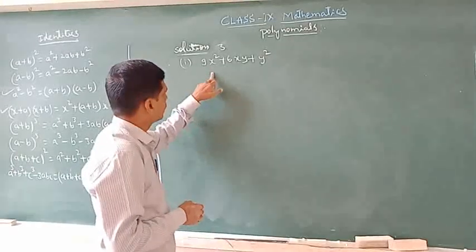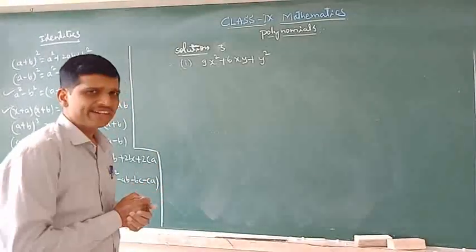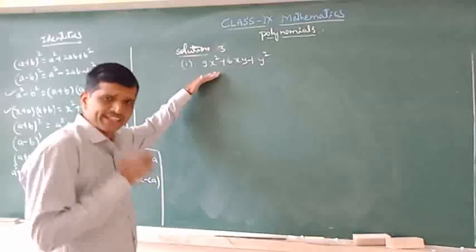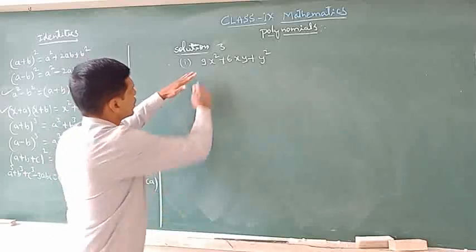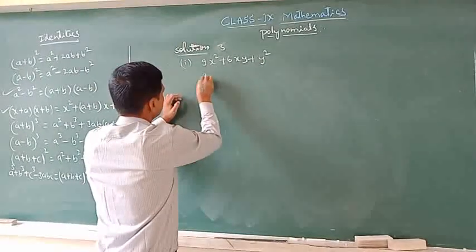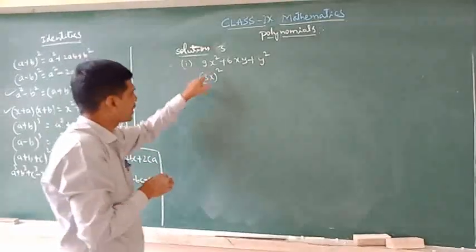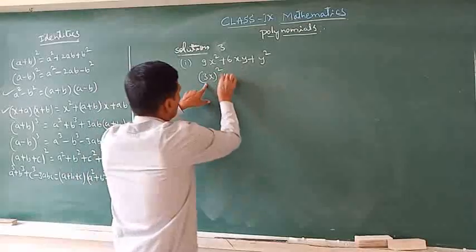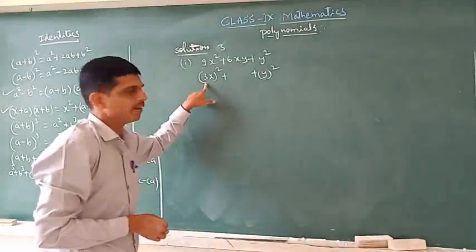Now look here, in the third question I want to take the first one. Before going to the identity, first we can try to write it in standard form and try to simplify it. Consider the given polynomial is a trinomial. Is it possible to write the terms once again like this? Yes, of course. 9x square can be written as (3x) square, and the last one is y whole square as it is.